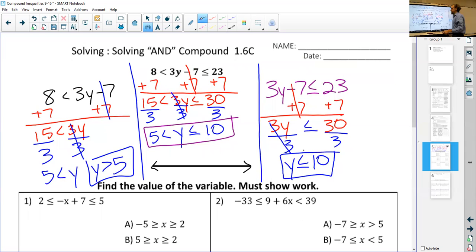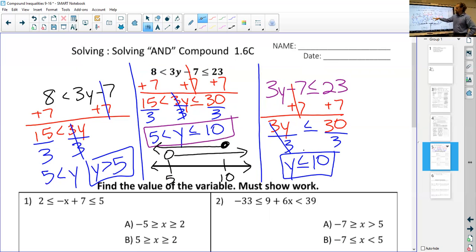So don't write this part down yet, because I'm going to erase some of it. So now we have 2 key numbers: 5 and 10. I know x is going to be greater than 5, so it's going to be an open circle, and it's greater than, so it's pointing to the right. But then we also know that y is less than or equal to 10, so it's a closed circle pointing to the right.